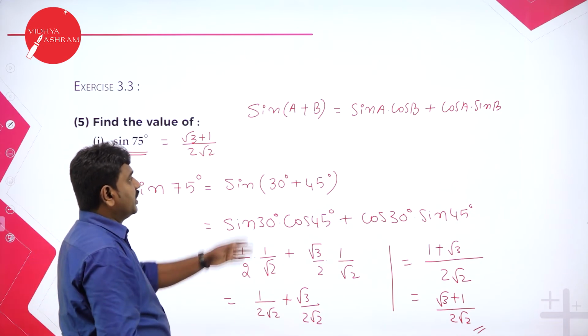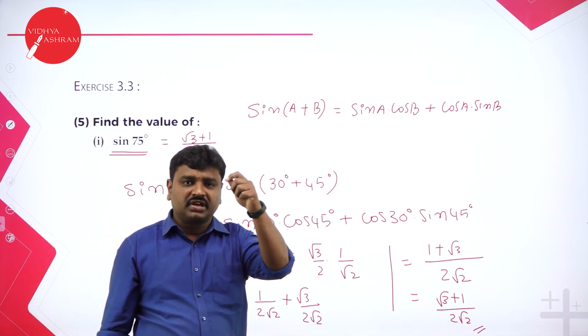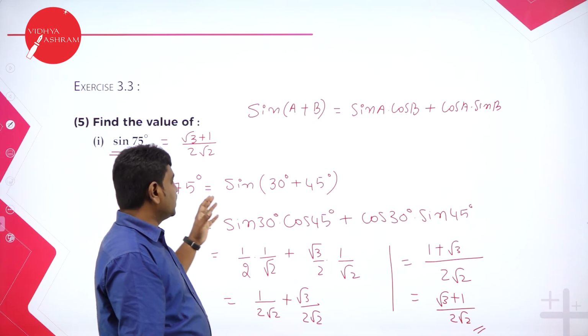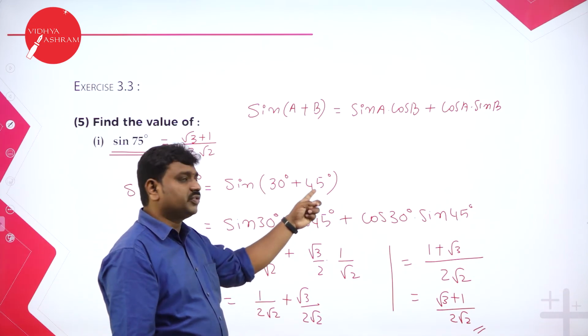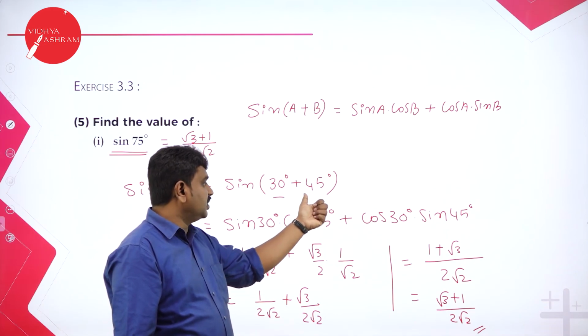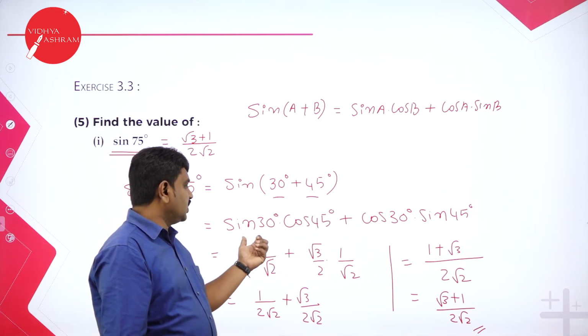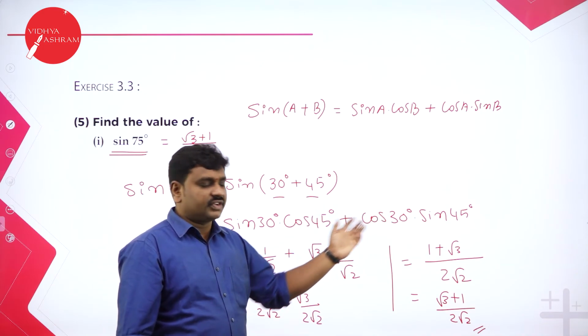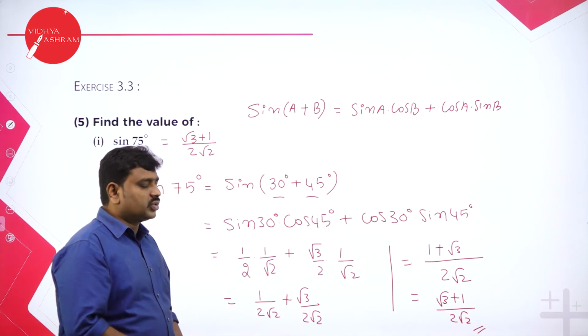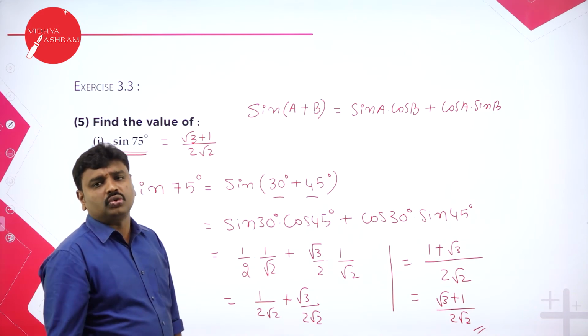So we use the compound angles. What is sin of a plus b? Sin a cos b plus cos a sin b. So 75, write it as sum of two standard angles. 75 can be written as 30 plus 45. Now a is 30, b is 45, or vice versa. Sin a cos b plus cos a sin b: sin 30 cos 45 plus cos 30 sin 45. You know the values, substitute. You will get 1 plus root 3 by 2 root 2 or root 3 plus 1 by 2 root 2.